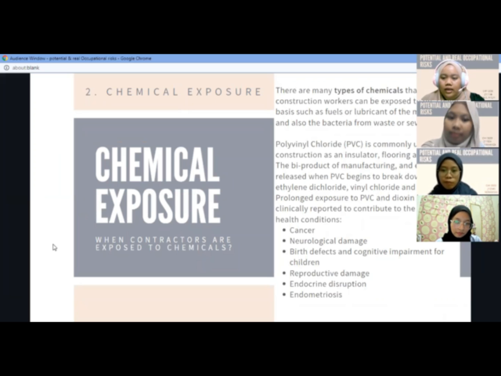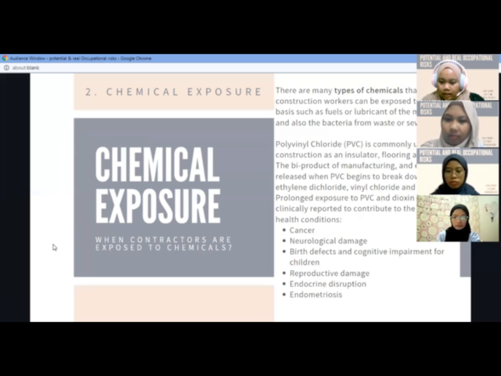construction progress. For an example, PVC, a familiar chemical, polyvinyl chloride is commonly used in construction as an insulator or our floor. The byproduct of manufacturing and emissions released when PVC begins to break down include ethylene dichloride, vinyl chloride, and dioxin. Prolonged exposure to PVC and dioxin has been clinically reported to contribute to the following health conditions such as cancer, neurological damage, birth defects and cognitive impairment for children, reproductive damage, and endometriosis.